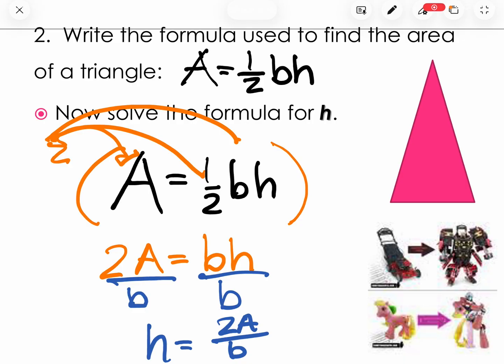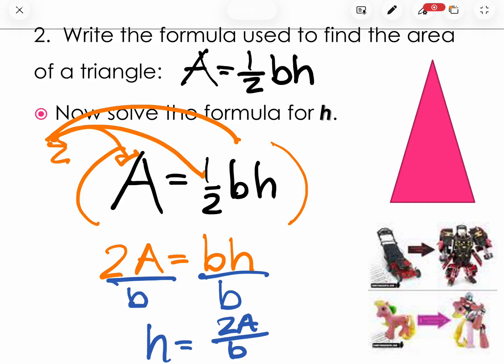Again, really abstract. What's the number? I don't know. I don't even understand what this means, Ms. Grant. It means if the problem says find the height and you know the area, you can double the area, divide it by the base. That would give me the height's measurement.